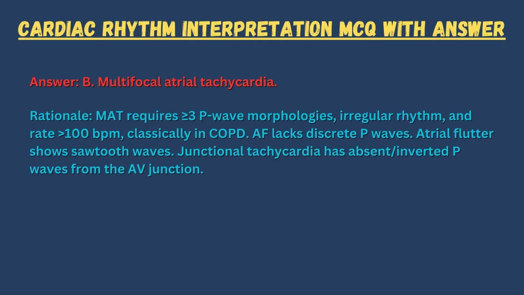Answer: B. Multifocal atrial tachycardia. Rationale: MAT requires greater than or equal to 3 P-wave morphologies, irregular rhythm, and rate greater than 100 BPM, classically in COPD. AF lacks discrete P waves. Atrial flutter shows sawtooth waves. Junctional tachycardia has absent or inverted P waves from the AV junction.